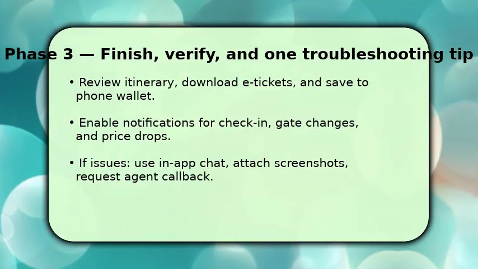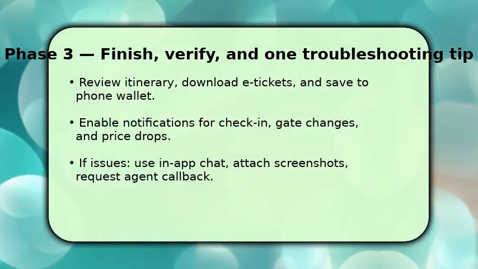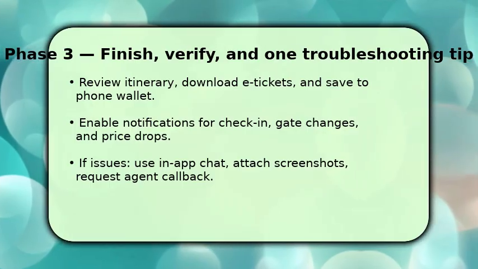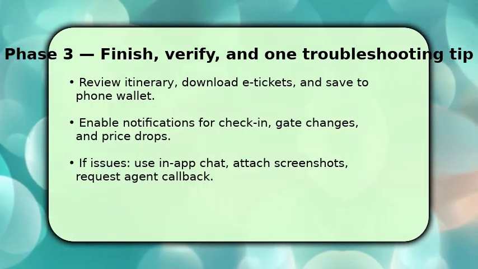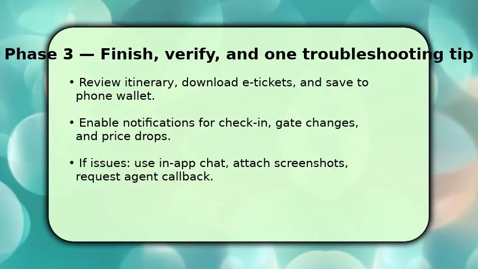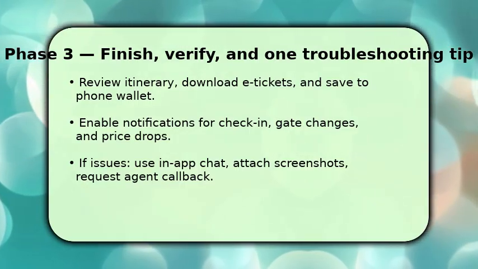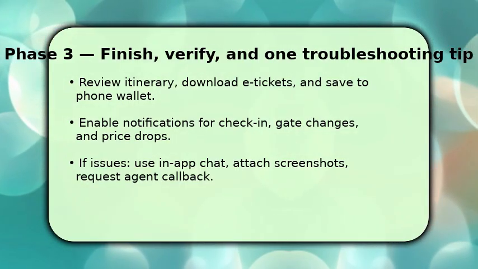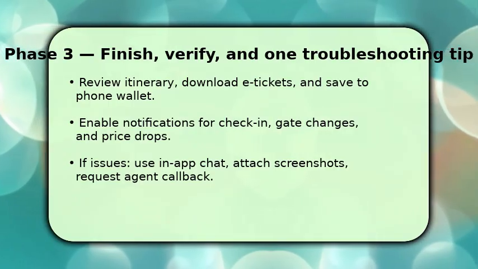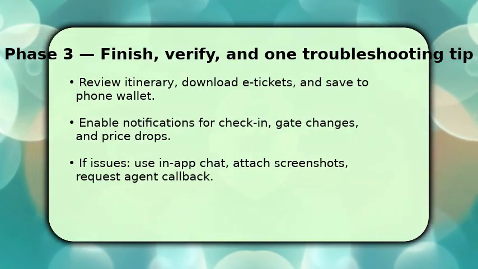If something goes wrong, a missing ticket or wrong fare, use the in-app chat, attach screenshots, and request an agent callback. This creates a traceable record and speeds resolution. Finally, confirm refunds or credits, and check your payment method to ensure refunds process correctly.